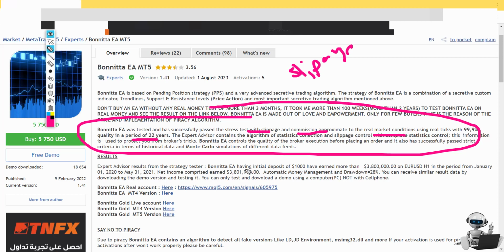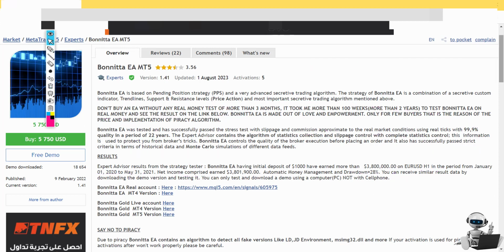Now the Bonita was initiated with 1,000 US dollars, this is for backtesting of course, on Euro US dollar from 2020 to 2021. The net income comprised 3 million US dollars. To be honest, I am not sure if this is possible. Maybe it is possible, maybe not, we don't really know. We need a live account to test that.